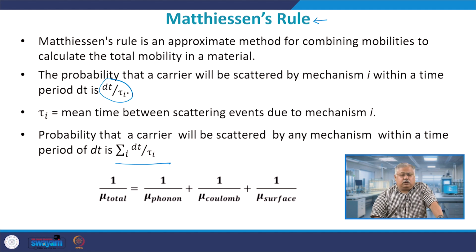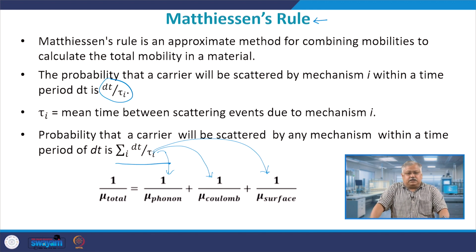Now, if you look very carefully here, this converts to 1 by mu phonon, this converts into 1 by mu Coulomb, and this converts into 1 by mu surface. So, you do almost like a resistive parallel addition, right. So, total mobility will be 1 by mobility of phonon plus 1 by mobility of Coulomb plus 1 by mobility of surface roughness. So, that is how you define this particular mechanism.